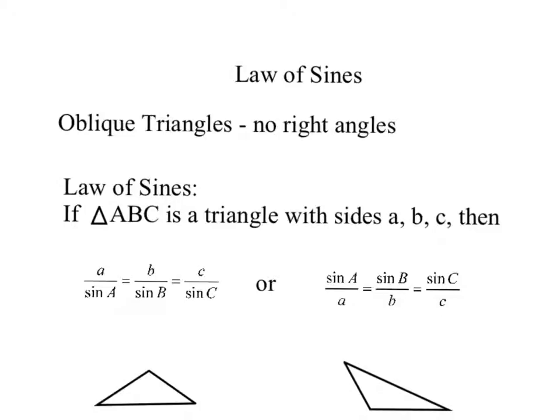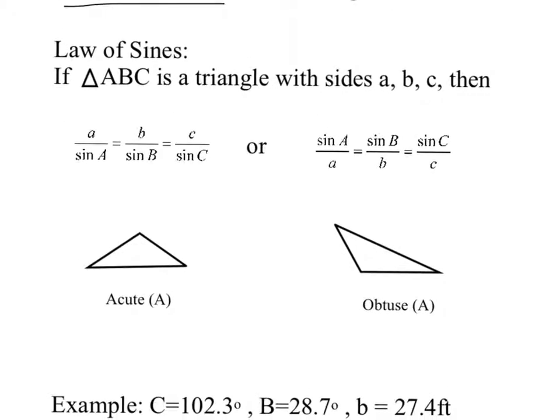Now, a not right triangle is called an oblique triangle. Okay, so you don't have a right triangle. And the law of sines is pretty basic. You see it at the very top of your formula sheet. It's just ratios. So the law of sines is if you have a triangle ABC with sides A, B, and C.